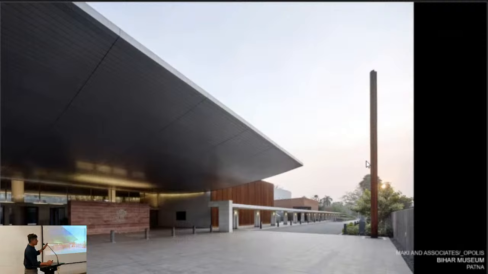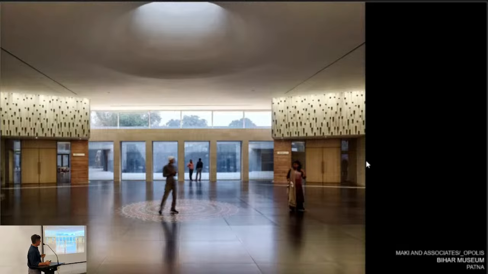I won't get into the buildings. It's a usual museum building, but the canopy here is a 25 meter by 25 meter balanced cantilever. That's the entrance lobby space.